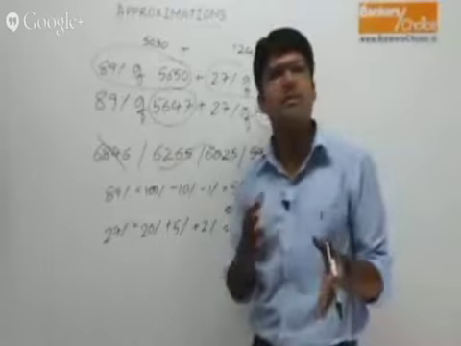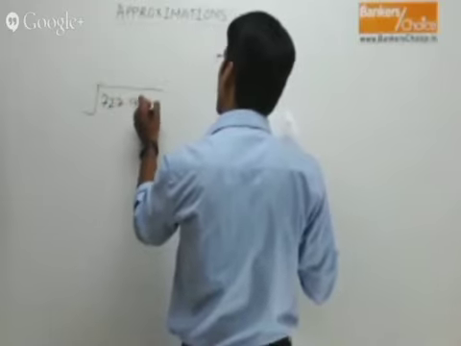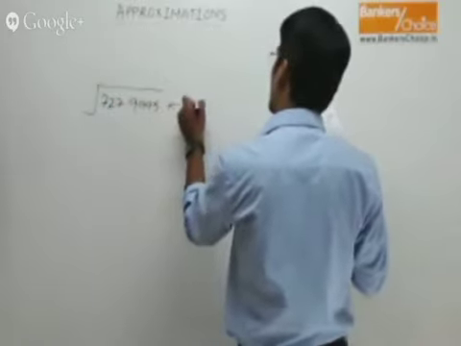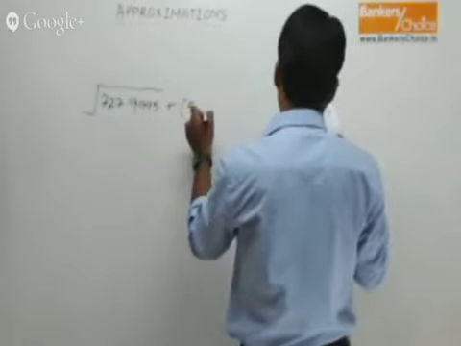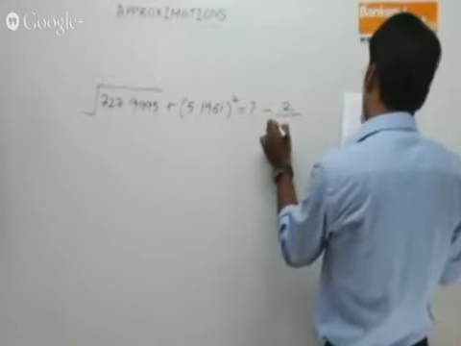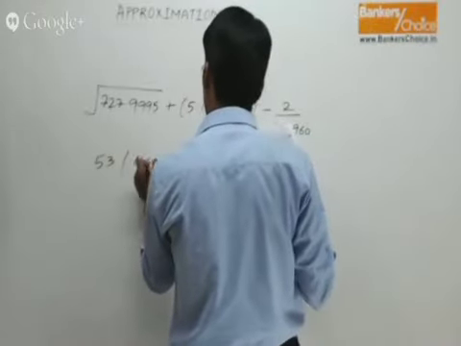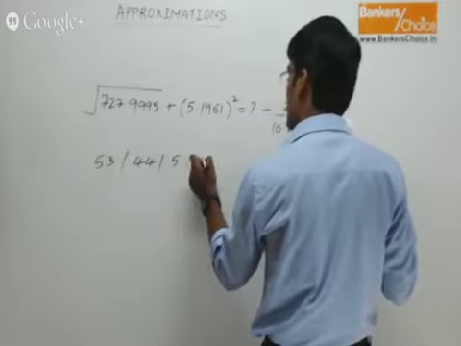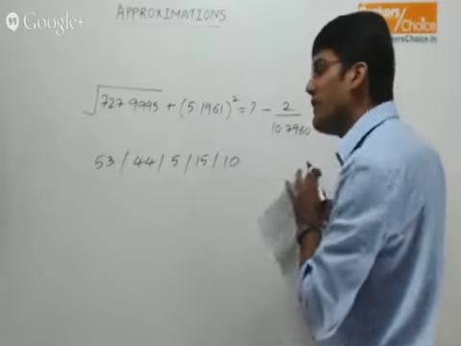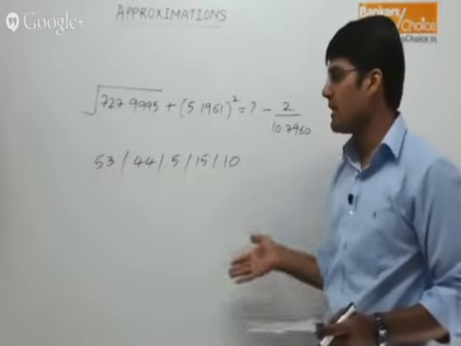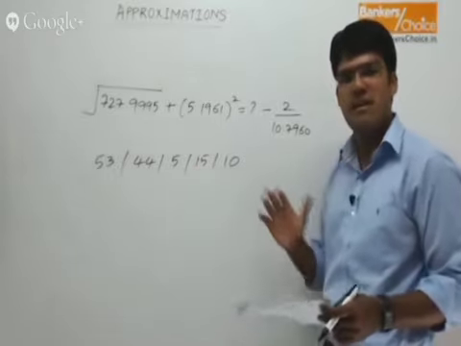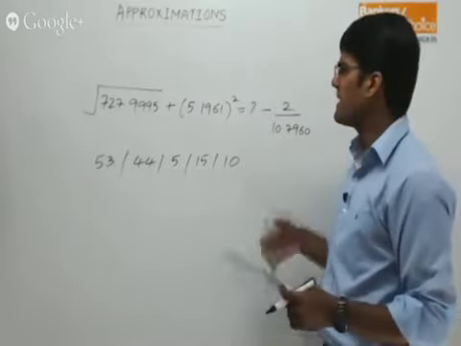Is there anything else which I can do? Look at this one. Square root of 727.995 plus 5.1961 squared equals question mark divided by 2 divided by 10.7960. Options: 53, 44, 5, 15, 10. You should be really happy looking at such questions, because the options are all really far away. Let's try to do the calculation.